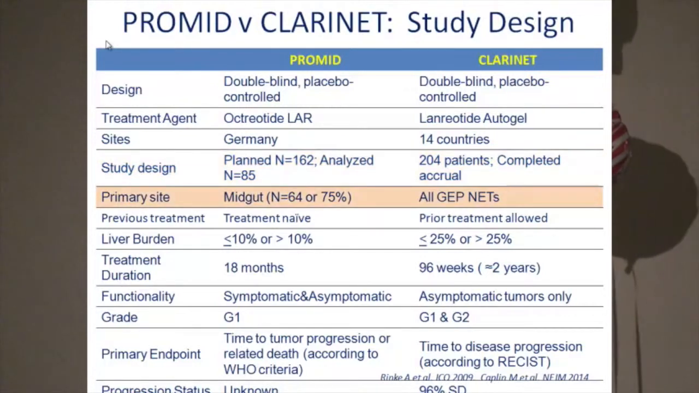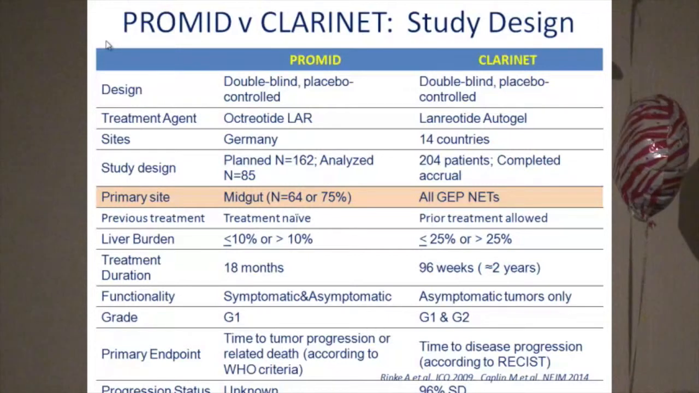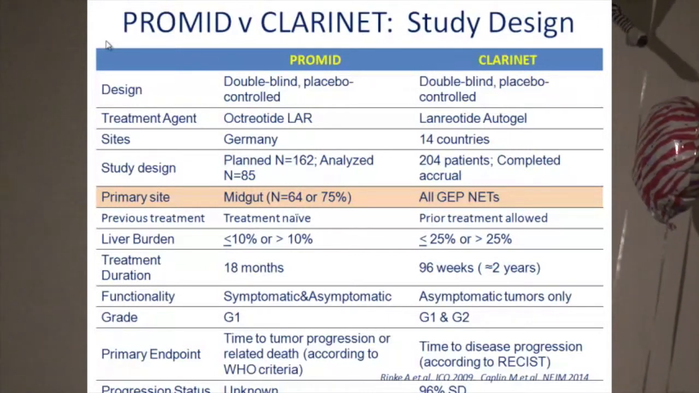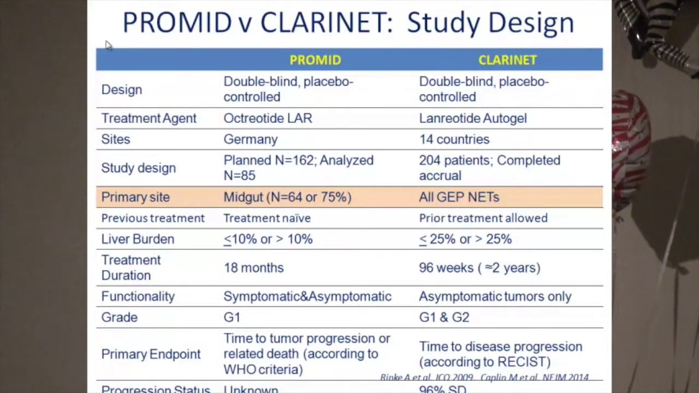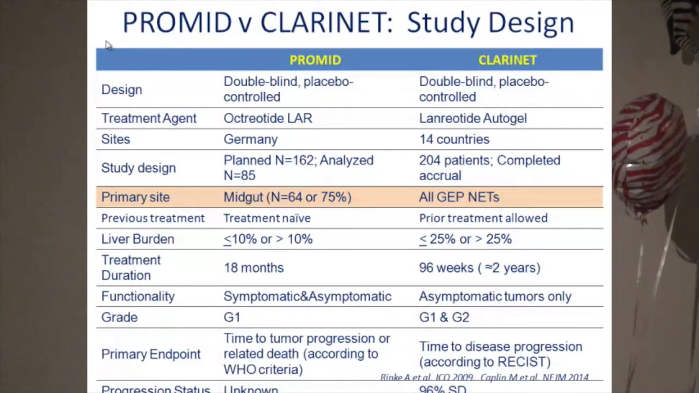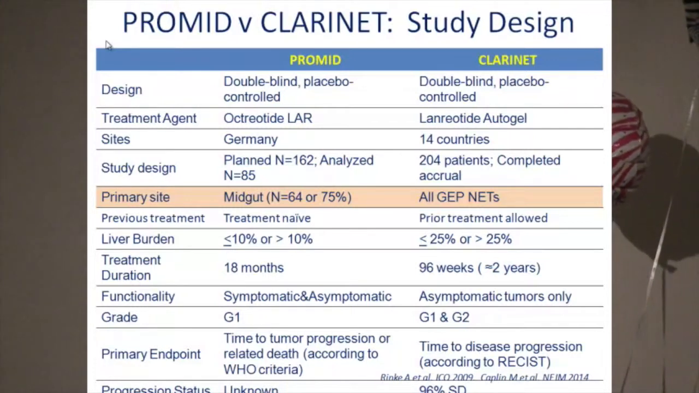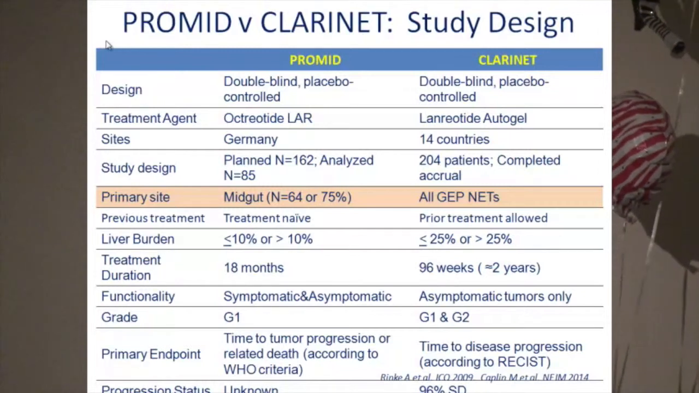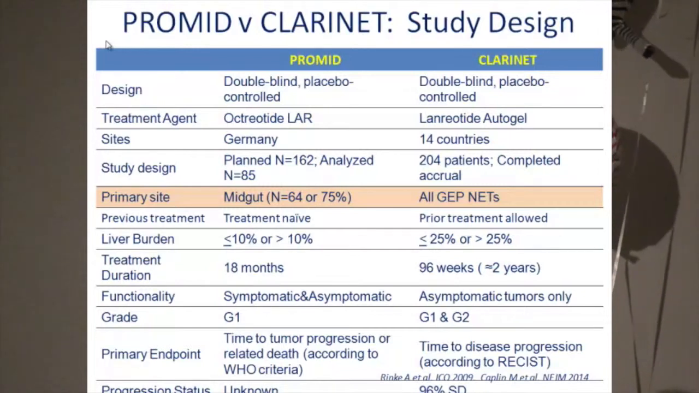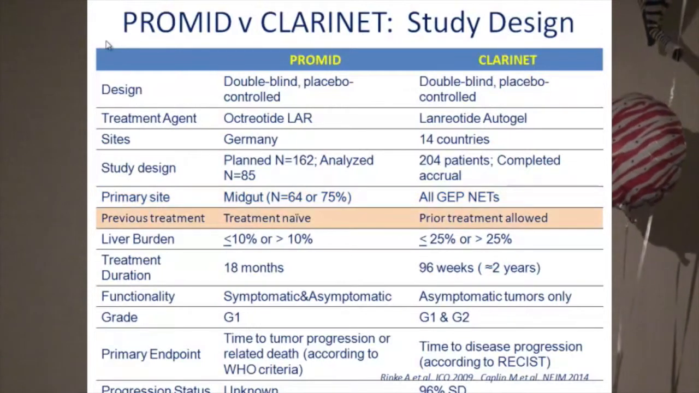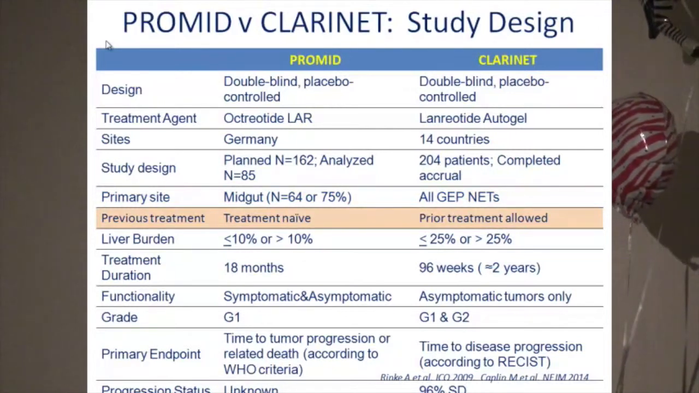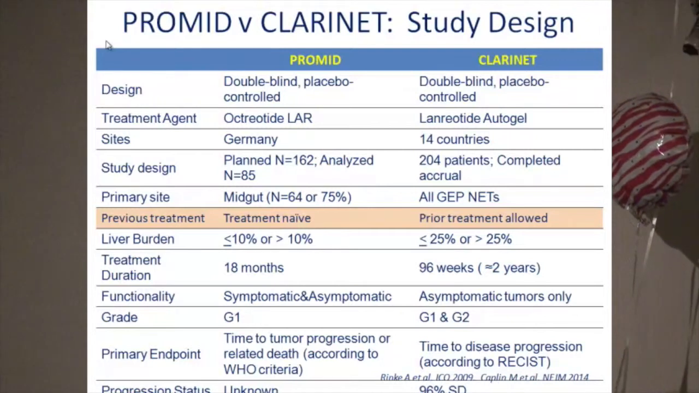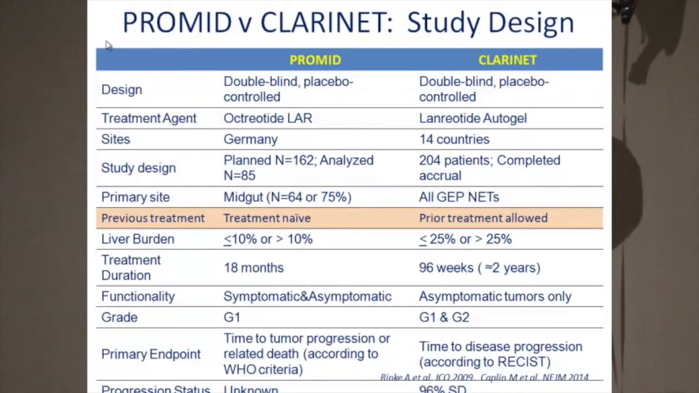PROMID was predominantly midgut, where 75% were confirmed midgut small bowel neuroendocrine tumor, and about 25% were unknown, which clinically is supposed to be neuroendocrine tumor of the midgut, whereas the CLARINET consists of patients that have gastroenteropancreatic neuroendocrine tumor, which means midgut, hindgut, and pancreatic well-differentiated neuroendocrine tumor. The other difference is that PROMID is treatment naive, meaning patients who have no prior therapy, whereas CLARINET allowed prior therapy, but they had to have enough washout period, at least 6 months, before they got on the study.